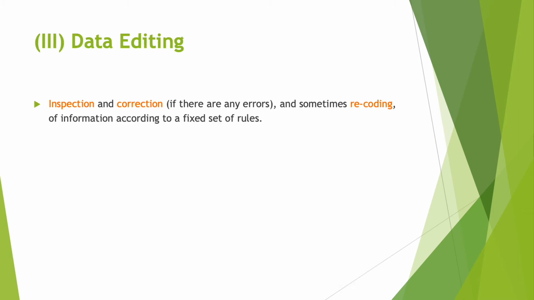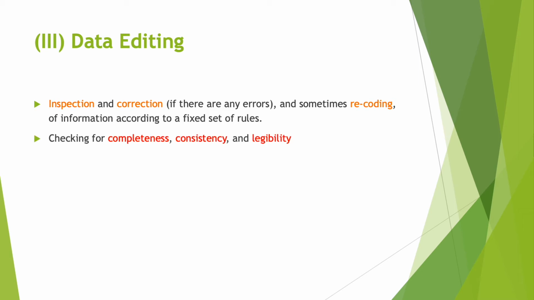And that is it for data encoding. Let us now move on to data editing, the third and final major activity in data processing. It involves the inspection and correction, and sometimes recoding of information according to a fixed set of rules. And this oftentimes happens concurrently with data encoding.